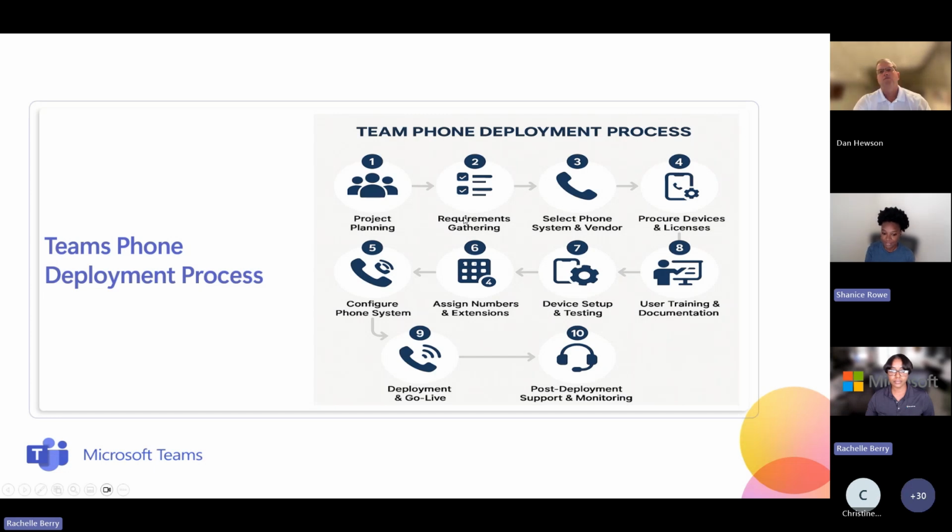With requirements in hand, we then evaluate vendors. Do we go with a fully cloud-based solution like Microsoft Teams Phone, or do we need an on-premise PBX system? We look at features, scalability, support, and cost. Once we've selected a vendor, we order the necessary hardware and software. This includes desk phones, headsets, mobile apps, and licenses. We also consider accessories and backup equipment.